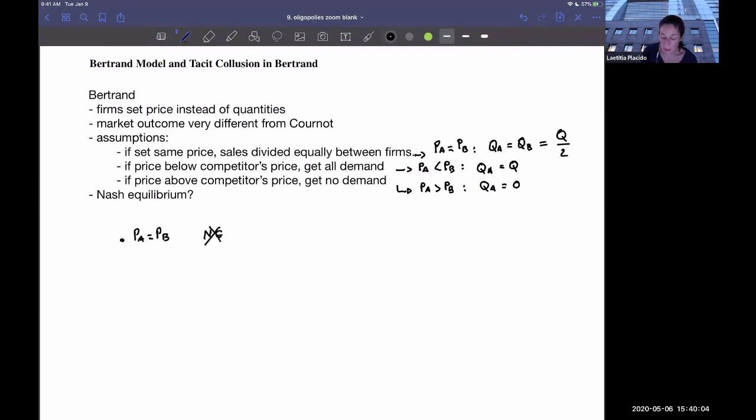Why? Because firm A would be better off charging a price PB minus epsilon, so charging just a little bit lower than the price charged by its opponent, and that way it gets all the market demand. So setting a price PA equal to the price PB is not a Nash equilibrium. Why? Because I have an incentive to undercut my opponent's price.